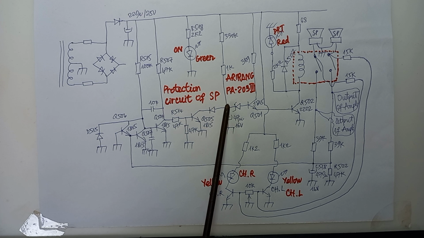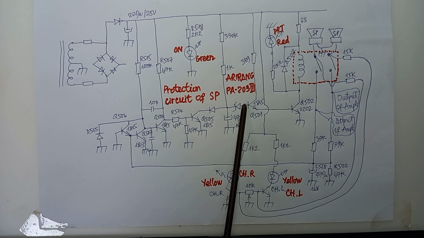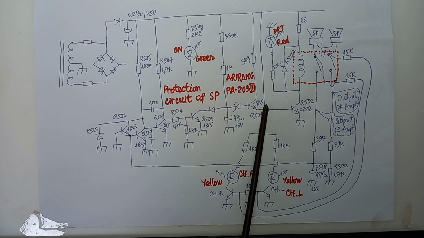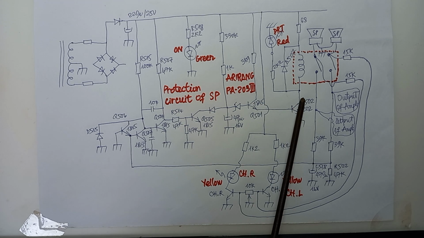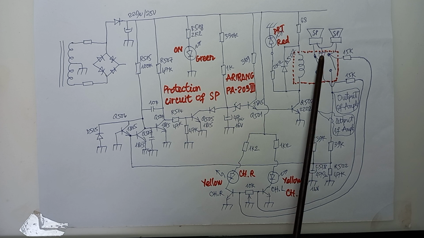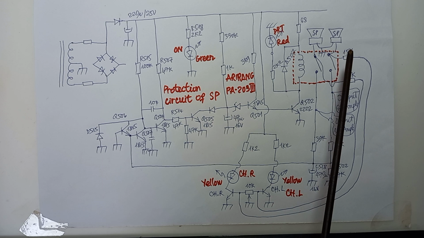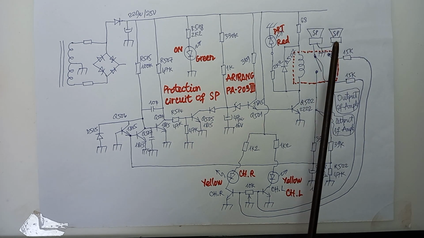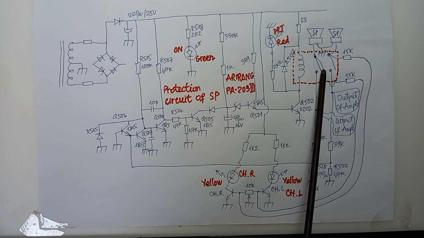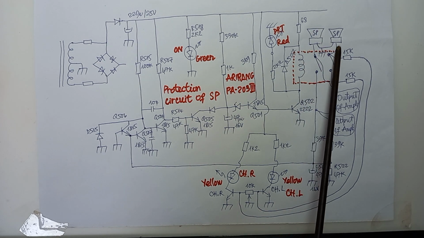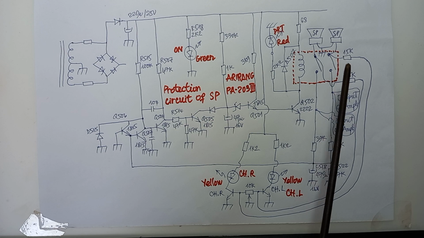No current flowing through the Zener diode. No voltage here. So this transistor will not conduct electricity. So this transistor will not conduct electricity. No current flowing through the coil. The two switches will open. The speakers will not be connected to the amplifier. The two speakers will be protected.